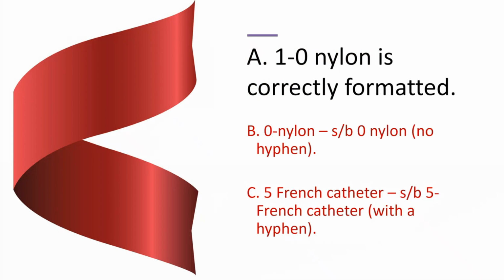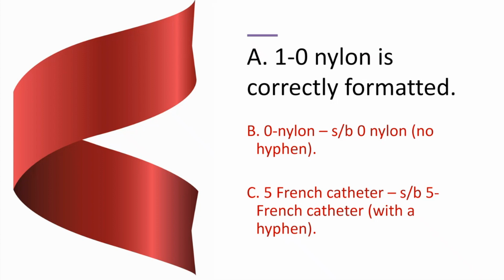Okay, it's A. It's a 1-0. Now the doctor's going to say 1-0. This is how you're going to hear it, but that's how it should be formatted. 1-0 nylon is correctly formatted. We have no hyphen between 0 and nylon in our second. We should not have a hyphen, and catheter should be hyphenated between 5 French catheter. So we never place hyphens between the suture size and the suture type.